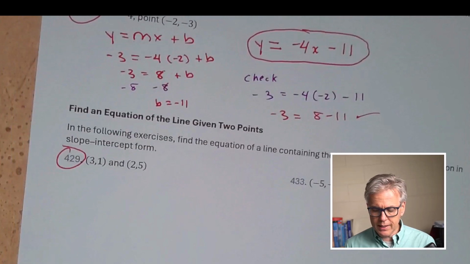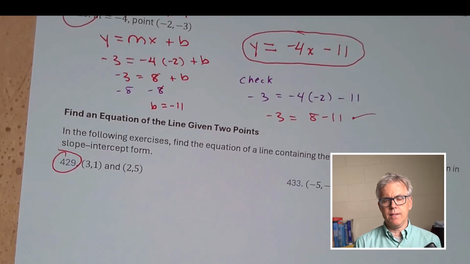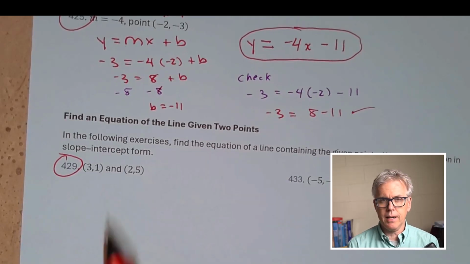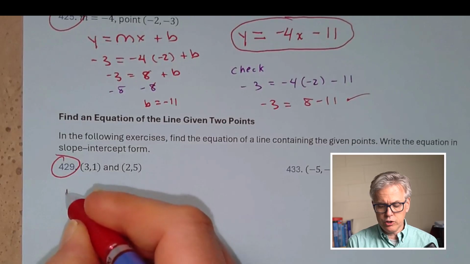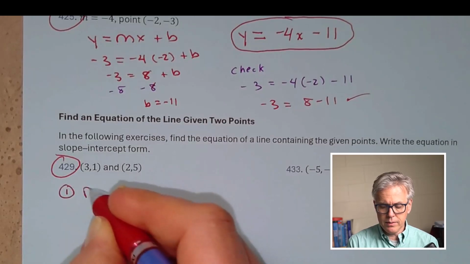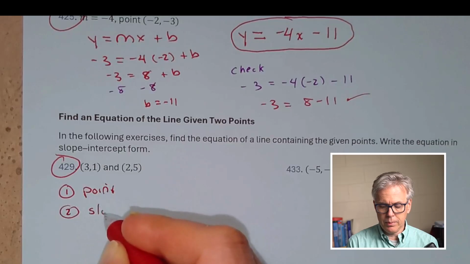Okay, 429. So find the equation of a line through 2 points. So if I could give a final exam, this would be one of the questions on there. I'd have maybe 10 questions. This would be on there. It is really important when you leave this class that you can write the equation of a line through 2 points. So what do you need to write the equation of a line? Short checklist. I need to have a point, and I need to have a slope.